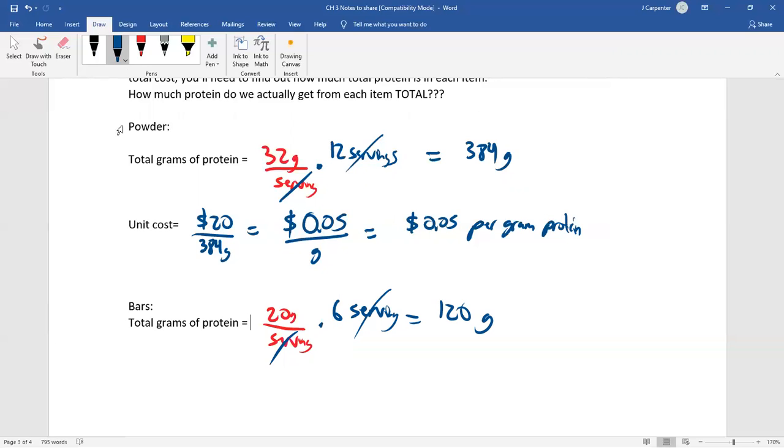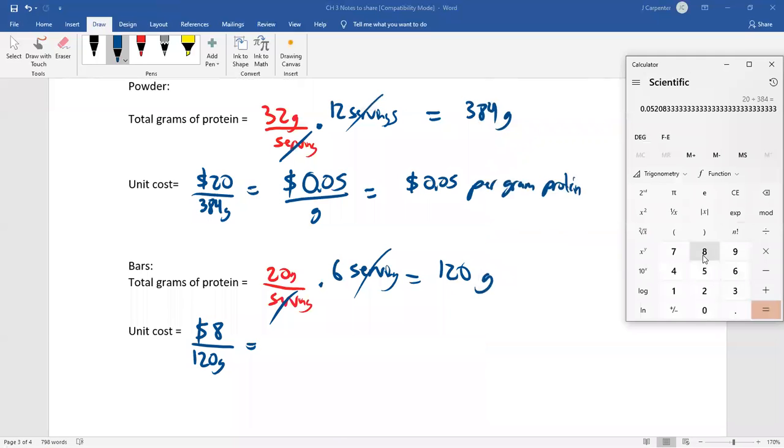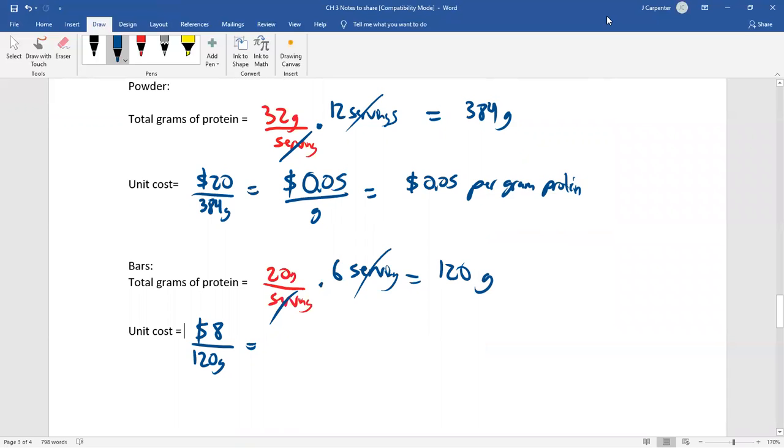The answer makes sense. Giving us a unit cost of, how much did we pay for the bars? I think it was 8. Let me confirm. Yes, it was $8. That was the total cost. And then per, so 120 grams of protein. And when we do 8 divided by 120, 0.06 something, 0.06666666, which rounded to the nearest penny would be 0.07. So 0.07 per gram, but it's just better written as 7 cents per gram of protein.